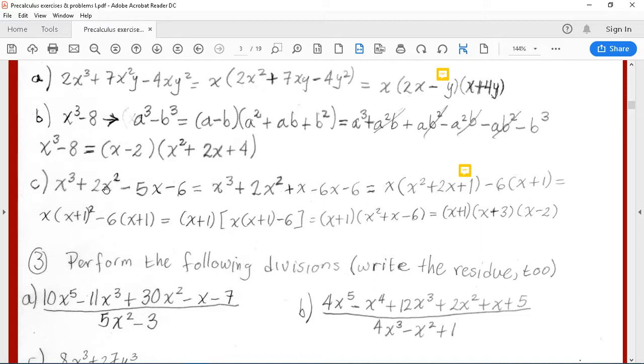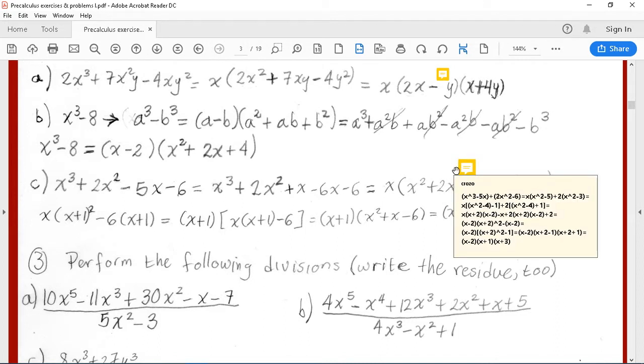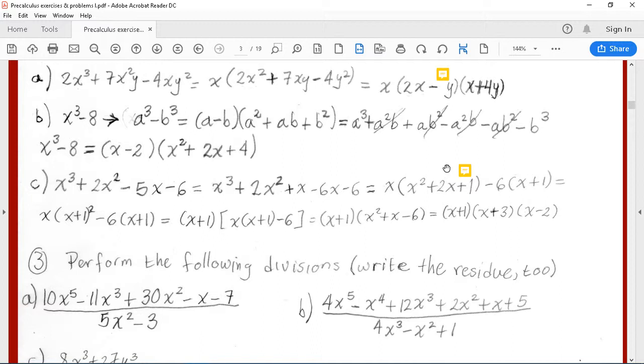Now x squared plus 2x, if you remember well, are two terms of the expansion of x plus 1 squared. x plus 1 squared is x squared plus the double product of x and 1, which is 2x, plus the square of 1, which is 1. That's x squared plus 2x plus 1.